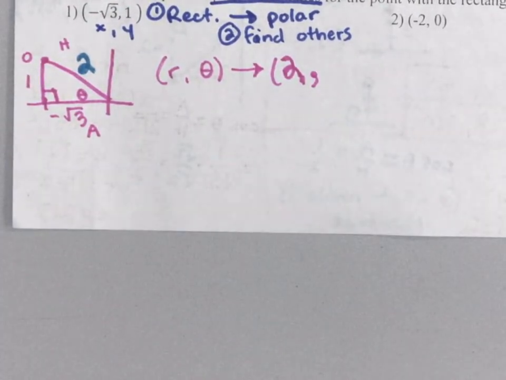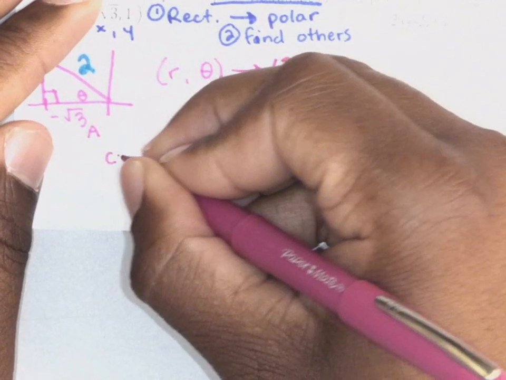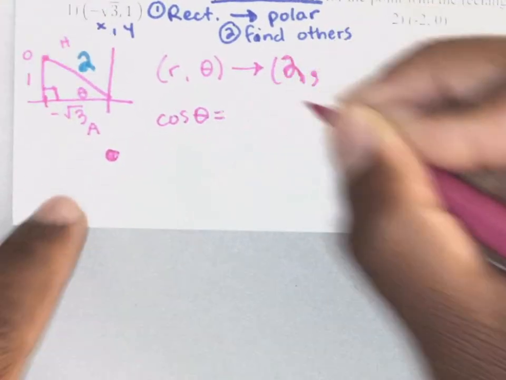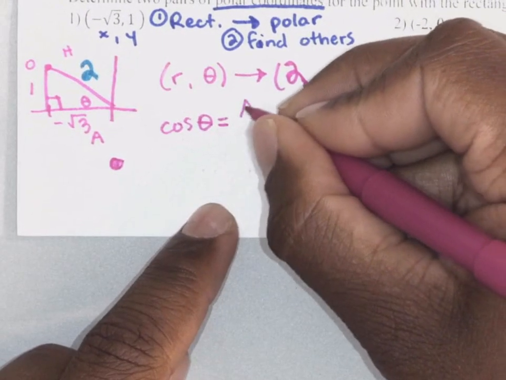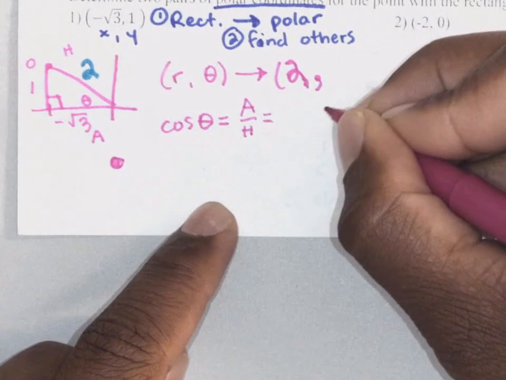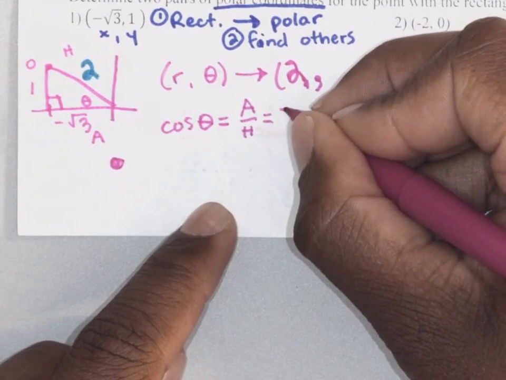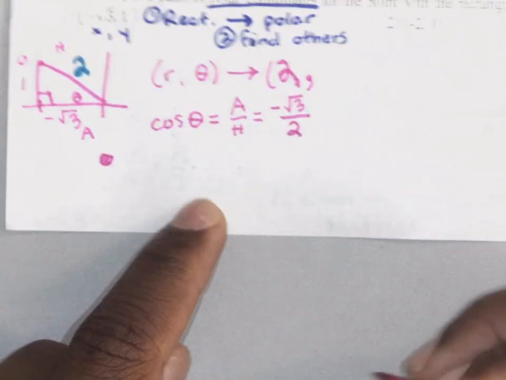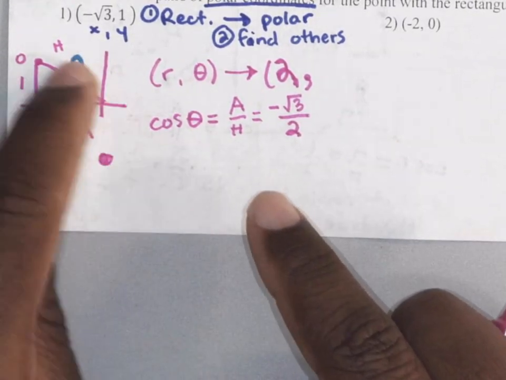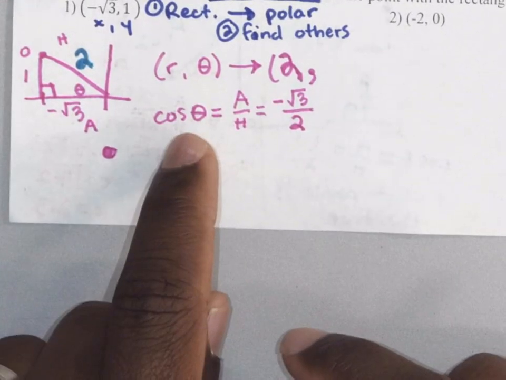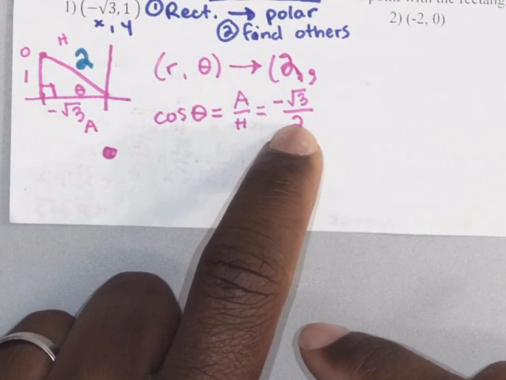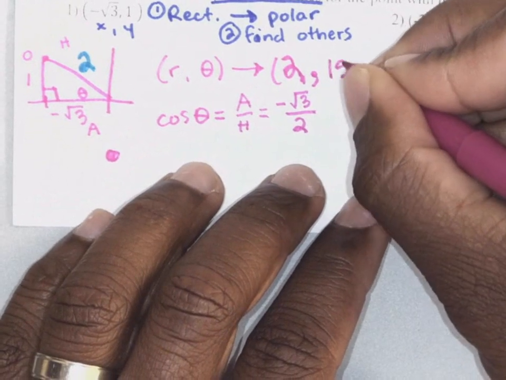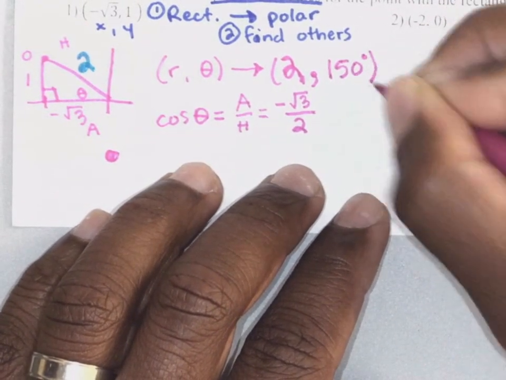What you basically did, without even knowing it, was say, let's see what cosine is in this situation. Cosine is adjacent over hypotenuse. What's the adjacent? Negative root 3. Over 2. And if you look at your unit circle, in the second quadrant, because that's where we are, when is cosine negative root 3 over 2? You'd say, oh, at 150. So then you'd come here and say this angle is 150.